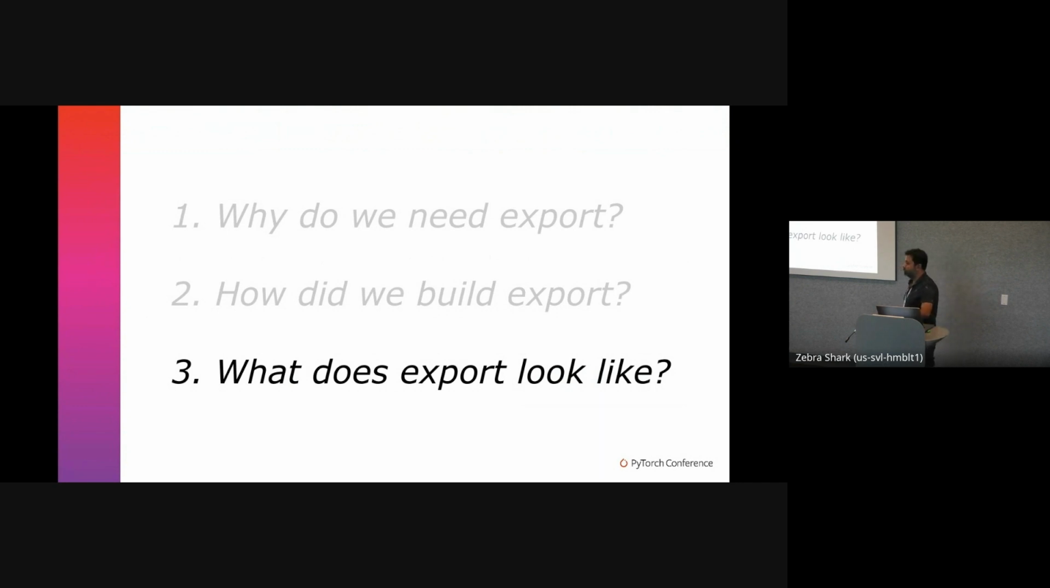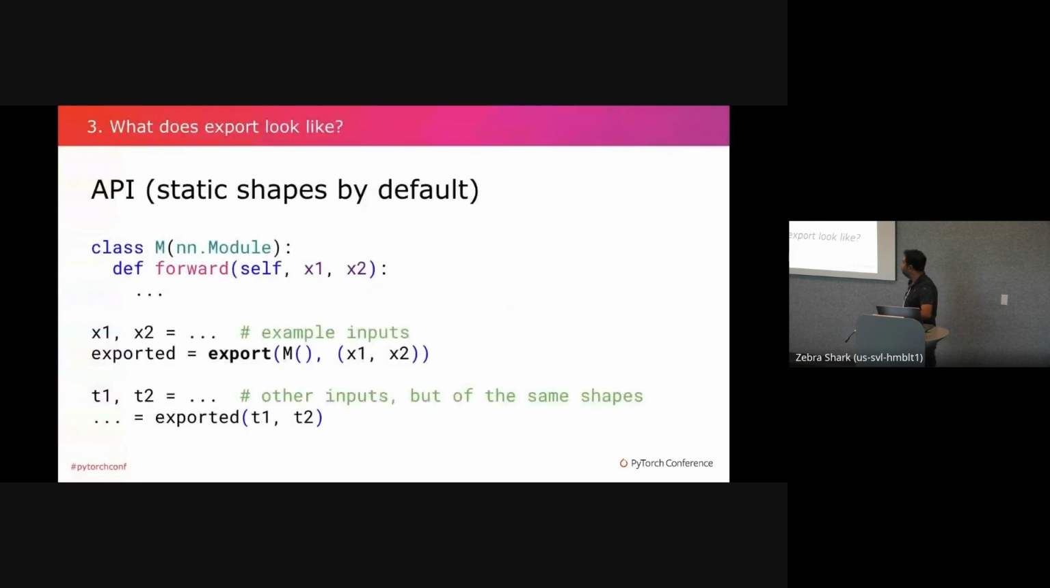Let's look at what export actually looks like. This is the bare bones, kind of toy example. You pass in a model, or any callable really, and give it some example inputs, and we give you back an export program that you can call with other inputs as long as the shapes exactly match the shapes of the example inputs. So there's nothing much to see here, which is the whole point. This is often all you need to do to export your model.